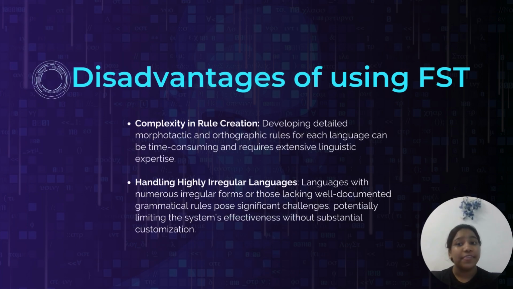Disadvantages of using FST. Firstly, complexity in rule creation. Developing detailed morphotactic and orthographic rules for each language can be time consuming and requires extensive linguistic expertise. Secondly, handling highly irregular languages. Languages with numerous irregular forms or those lacking well documented grammatical rules pose significant challenges, potentially limiting the system's effectiveness without substantial customization.